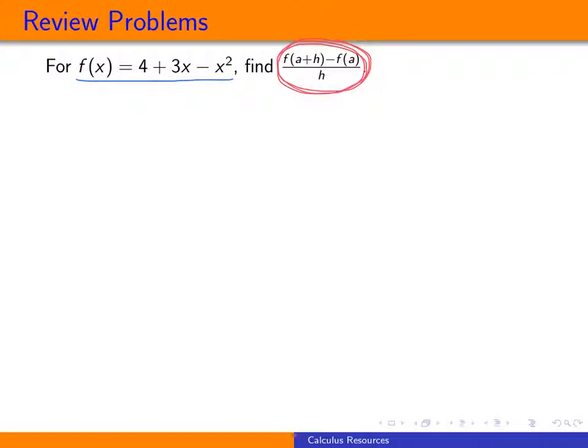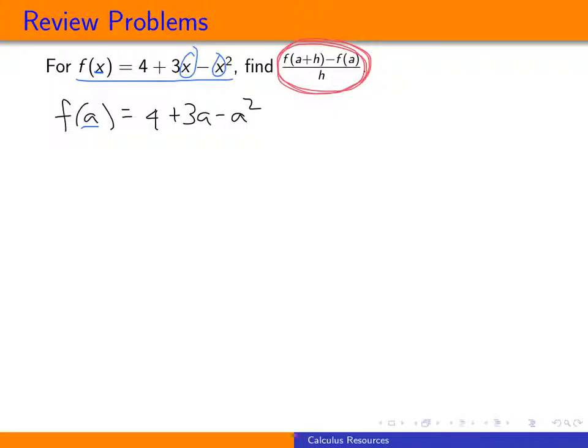So we're going to start with the two pieces of the numerator of the difference quotient. First, we'll look at the f of a. The way that function notation works here is anytime there's anything in that parentheses, it's going to replace where I see x in the original definition. So there's an x here and an x right there, and in both of those places I'll now put an a. So f of a will be equal to 4 plus 3a minus a squared.